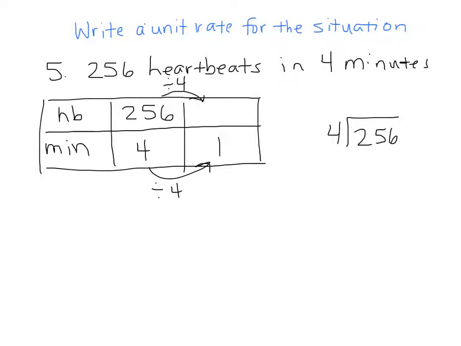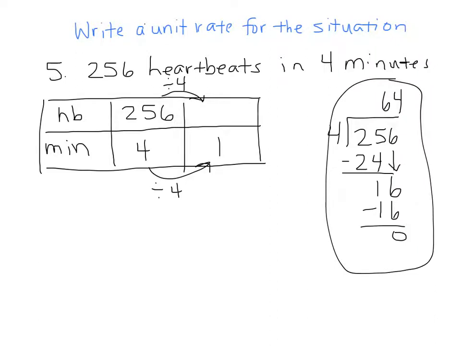4 goes into 25 6 times, notice where I wrote the 6. I didn't write it over the 2, I wrote it over the 5. Okay, 4 times 6 is 24. Subtract it, bring down my 6. 4 goes into 16 4 times. 4 times 4 is 16. I have 0 left over. This is a really important concept, you guys, because a lot of you, this is where I'm finding mistakes. Take your time, make sure you're doing it correctly. So 256 divided by 4 ends up equaling 64. So my answer would be 64 heartbeats per minute.